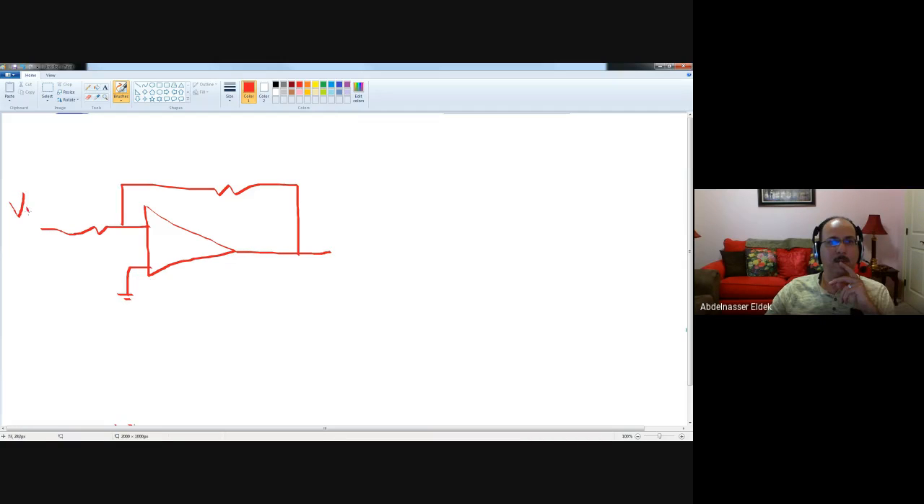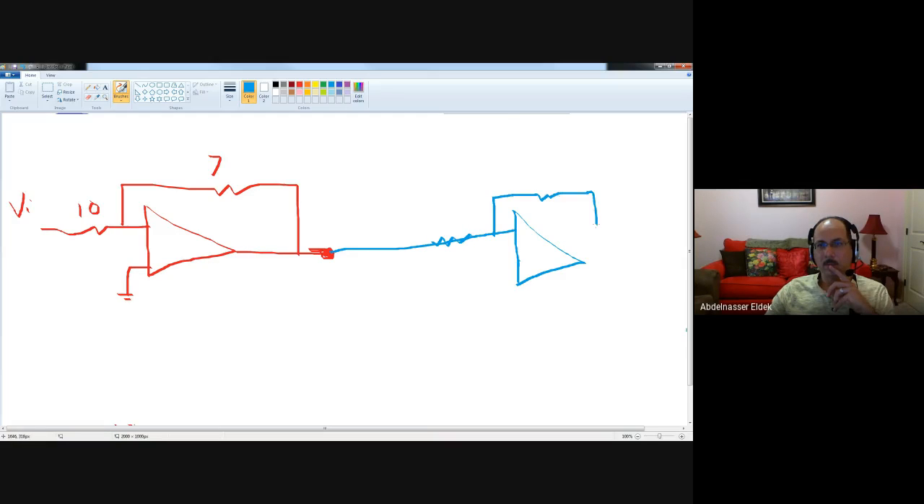So this is VI, and this is 7, and this is 10. Okay, so this will be the output here, whatever. And then you draw the other one. The other one will be the same as this one here. So this is connected to this one here, but you have a resistor, and here you have a ground. This is 1 and this is 1. So this will be the last output here.